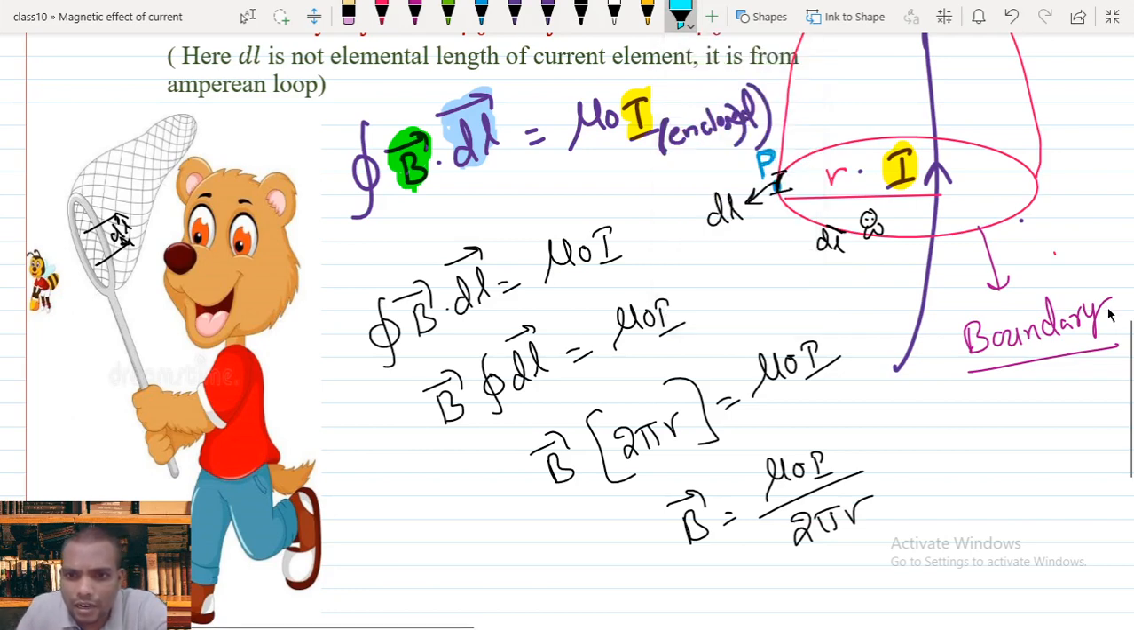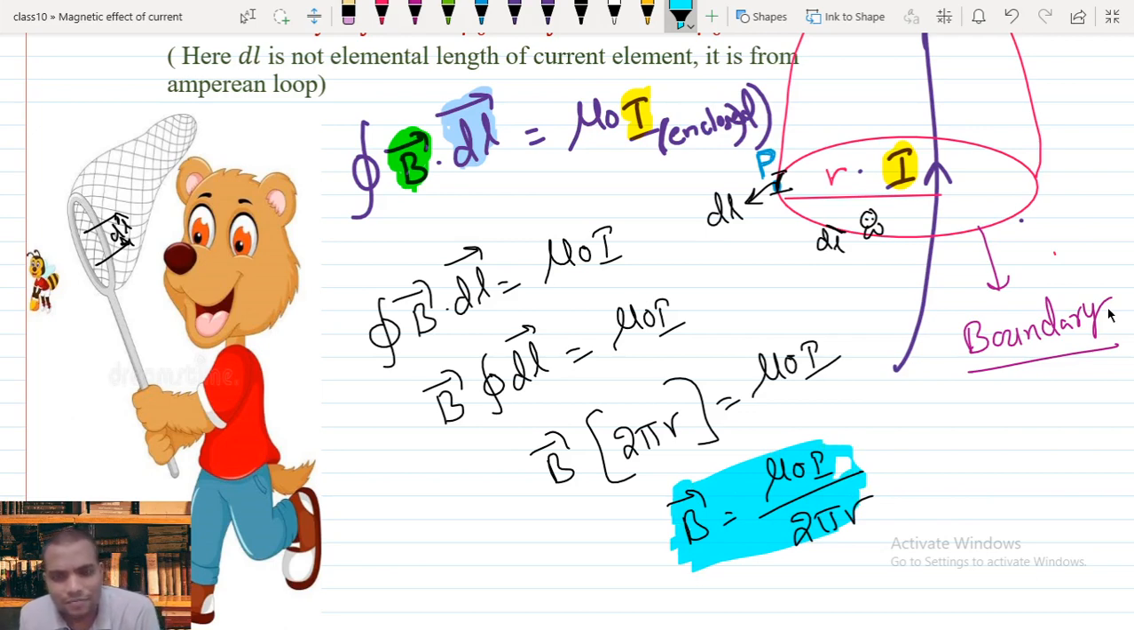See here I directly got the magnitude expression, which is B bar equal to mu naught I upon 2 pi r. Within 3 steps, I am able to find the magnitude of the magnetic field by using Ampere's law for a current carrying conductor.